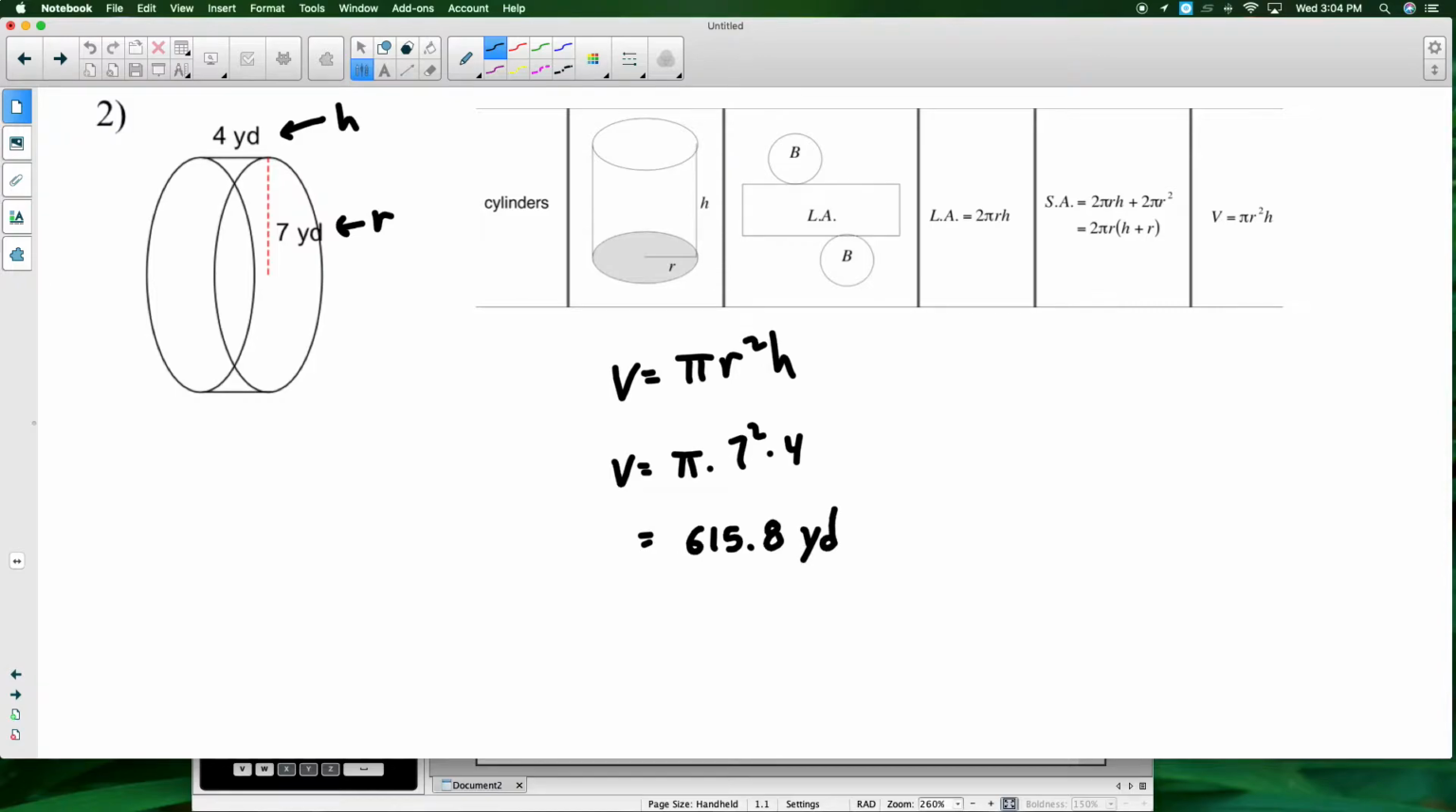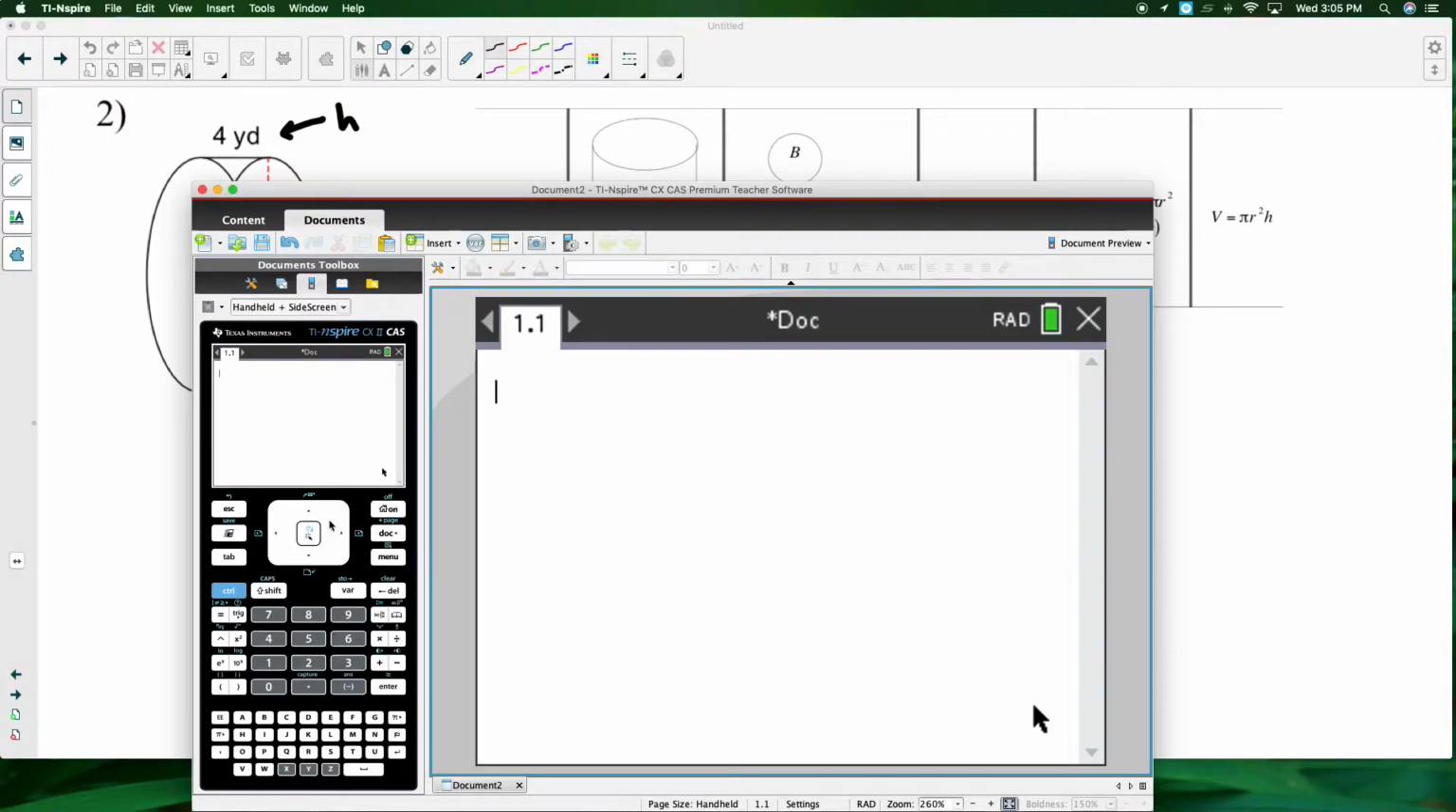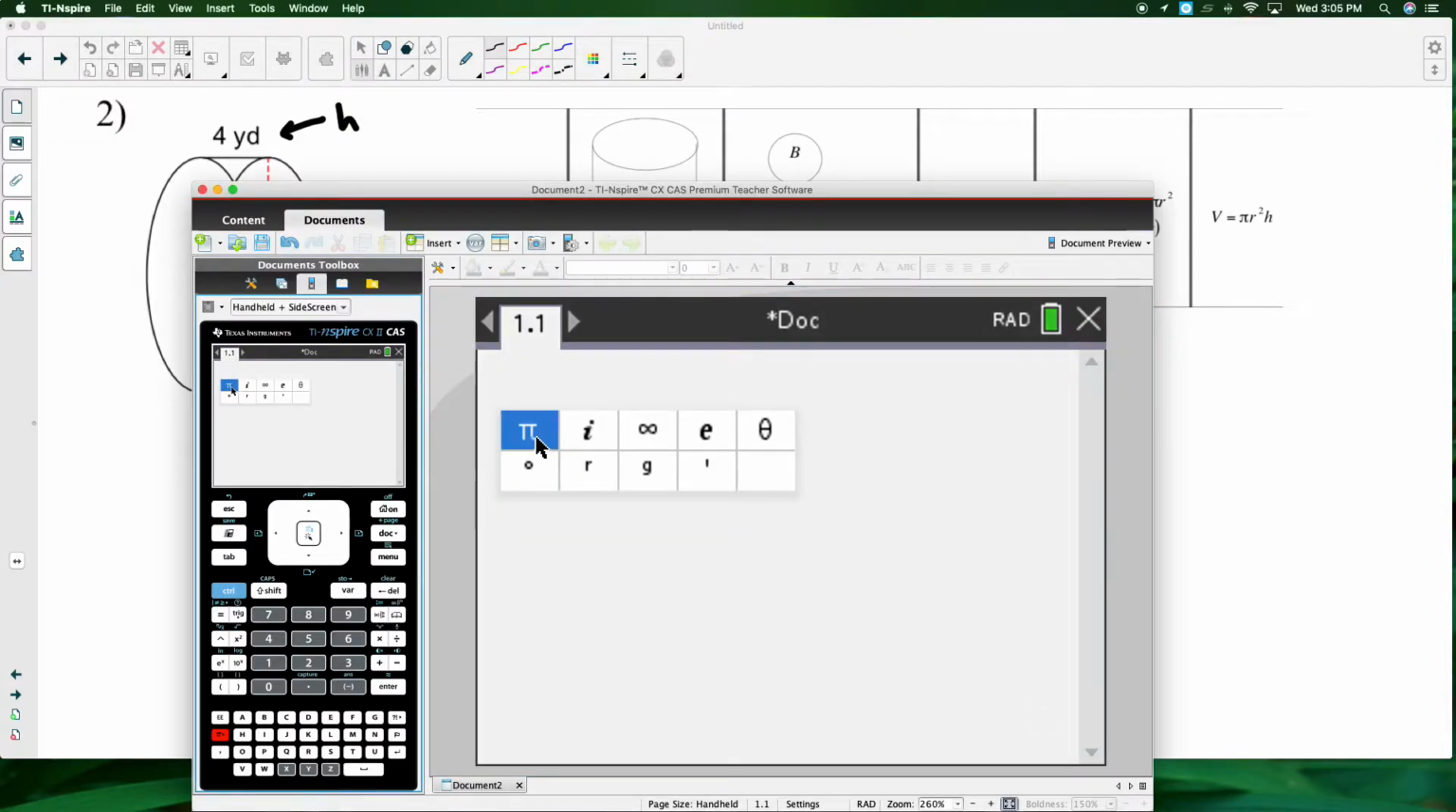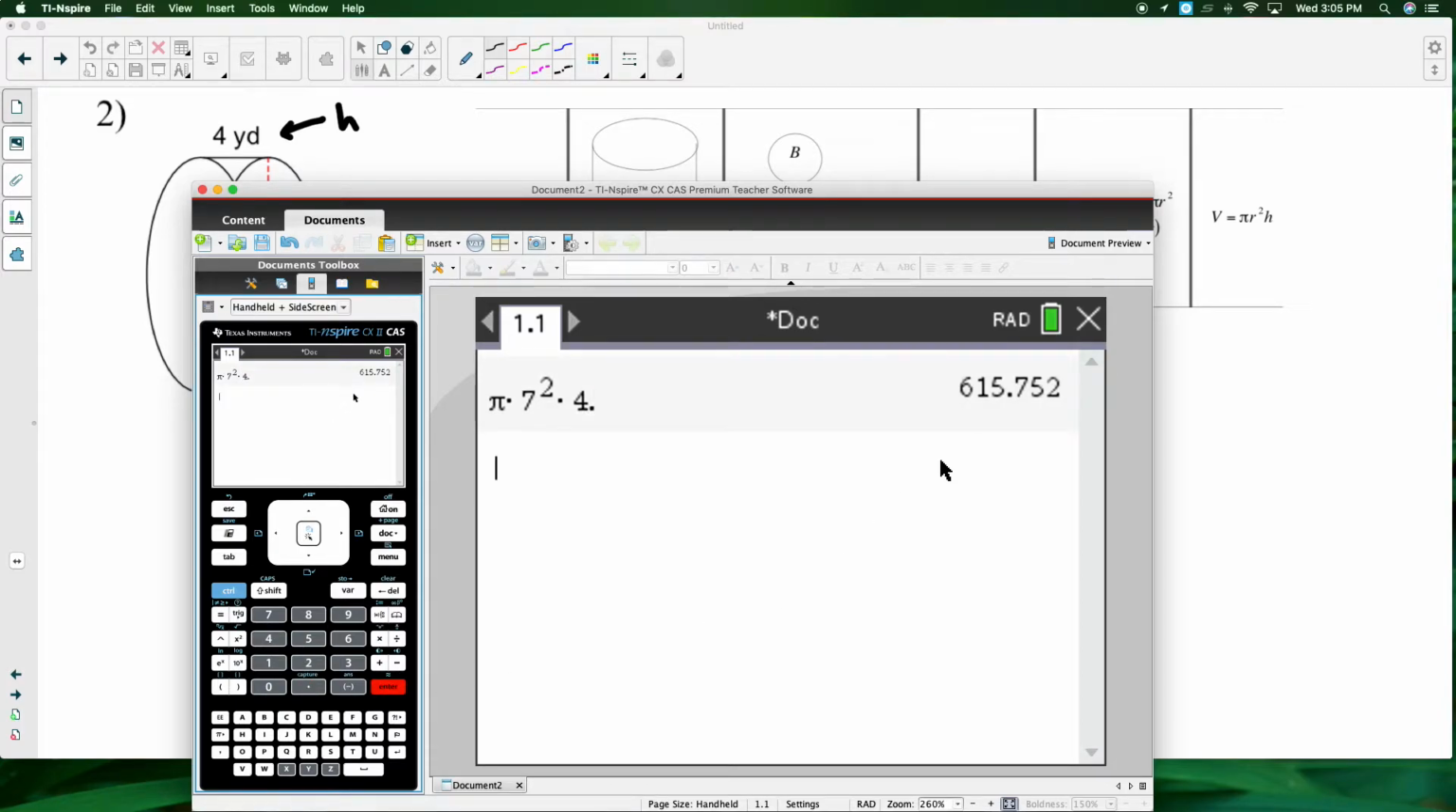Yards cubed. If you want to see the calculator entry here, it's going to be the pi button times 7 squared times 4. On this calculator, I want a decimal, so I'll include a decimal answer. And there's our answer, 615.8.